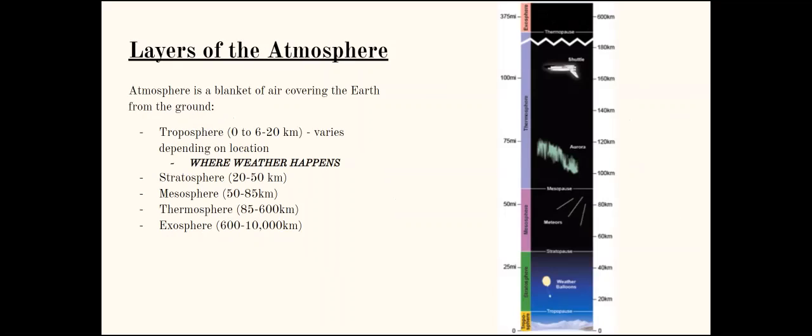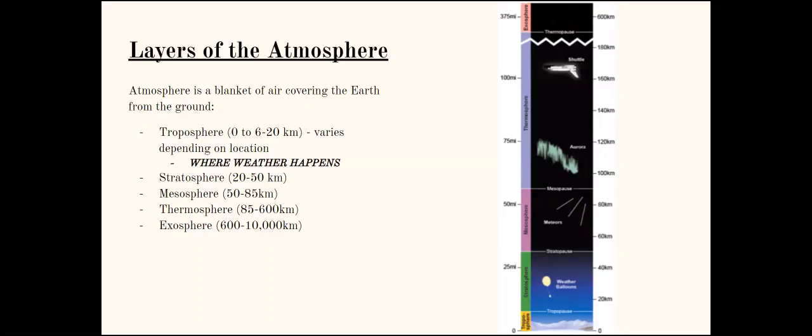Now, when you're talking about the atmosphere, there are many different layers that make up the atmosphere. It's a blanket of air covering the Earth from the ground. Starting from the bottom, where we are, all the way into space, you have the troposphere, which is generally from around 0 to about 20 kilometers above the surface. Of course, that depends on what location you're at. For example, if you're on top of a mountain, it's not going to be as far. This is where all weather happens. So, rain, sleet, hurricanes, all those things happen within the troposphere.